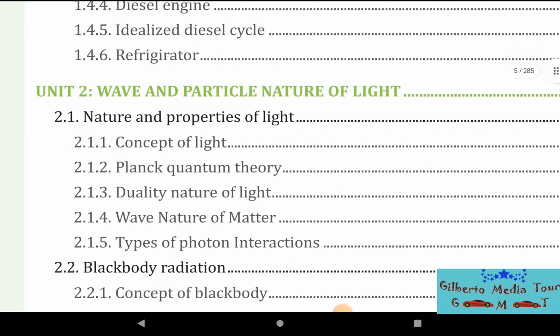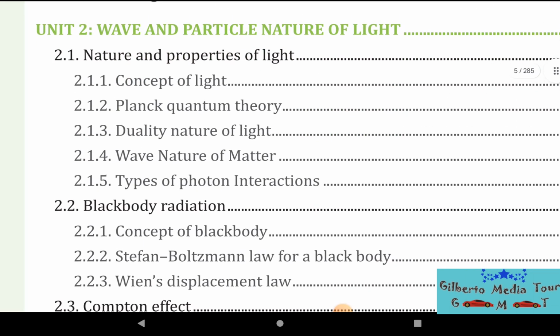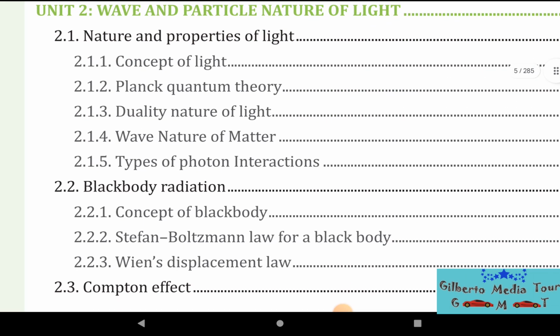So in the second unit, we shall discuss the wave and the particle nature of light.